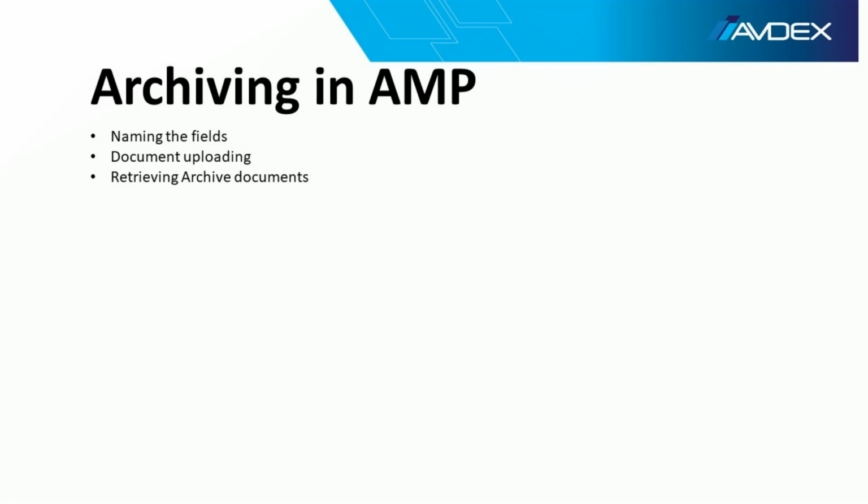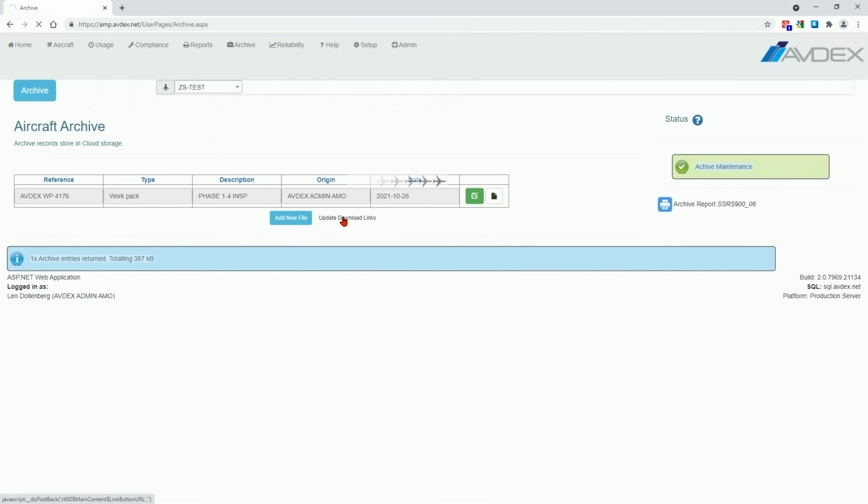To retrieve documents linked to an aircraft, press the Update Download Links button to refresh the links. Select the desired file and press the black page icon on the right.